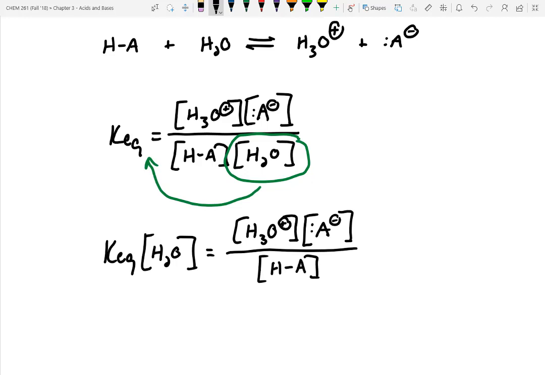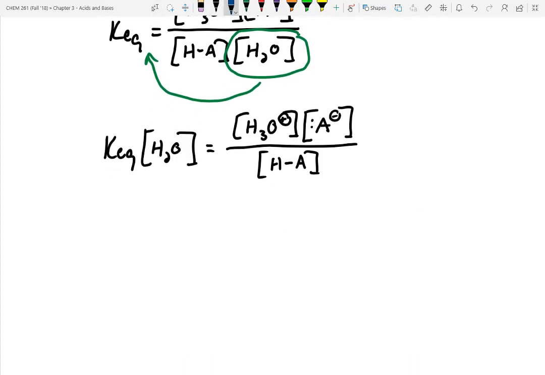Does anybody know why you do this? You remember? Yeah, the water is constant and it's pure. The water's in such excess, the concentration really isn't changing much. The concentration is huge. So in this case, we're going to pull it out onto its own side. But then the nice thing is, we condense this down into its own unique term, and we call this a Ka.